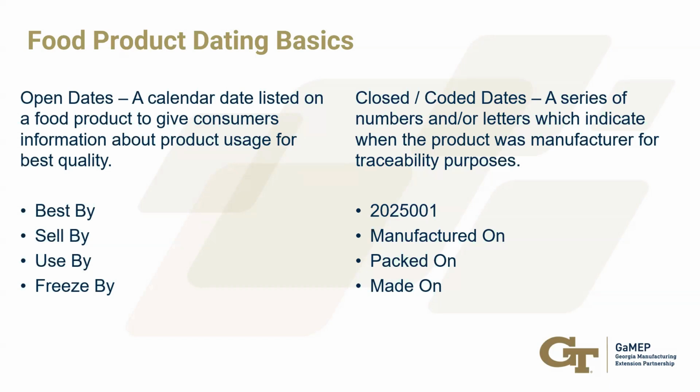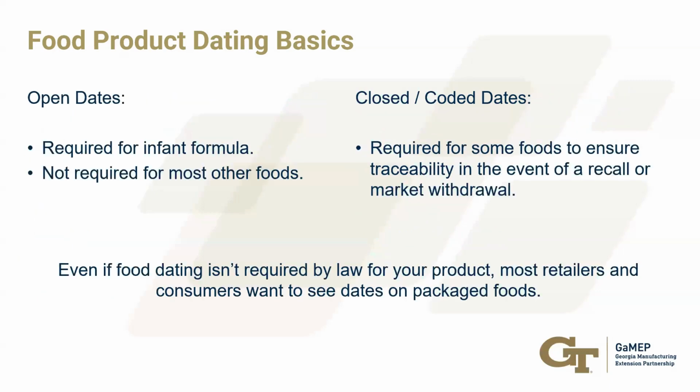And many products have both open and closed dates on the same package. So they may have a best by date and then also a manufactured date, or a packed on date and a use or freeze by date. All of that is perfectly acceptable because when it comes to dating of product in general, not many foods are required to have any kind of dating by law. Infant formula is one that does. And if your food is required to be traceable in the event of a recall or withdrawal, then you also are required to have some sort of closed coding or lot coding around that.